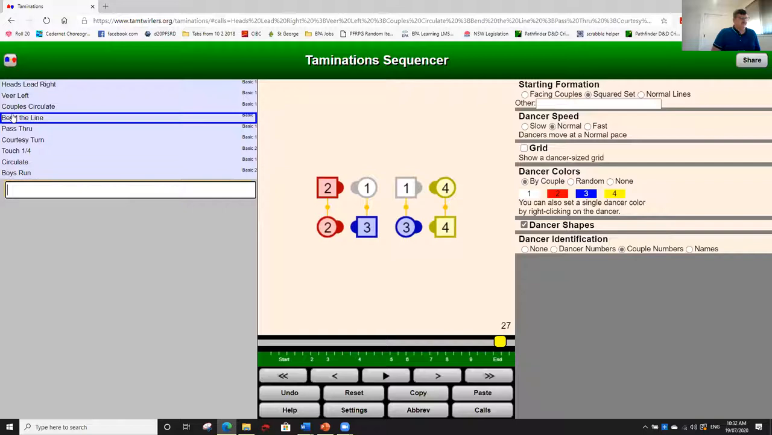The dancers are doing great, so I want to do something else. What do I want to do? Let's convert it to a partner line, or let's do it as a get out. What do you want to do?